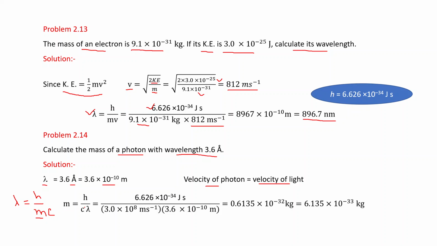We can say m is equal to h by c lambda. Put the values. This is h, this is c. c is the speed of light. And this is lambda is given. And if we solve it, we will come to 6.135 into 10 raised to the power minus 33 kilogram.